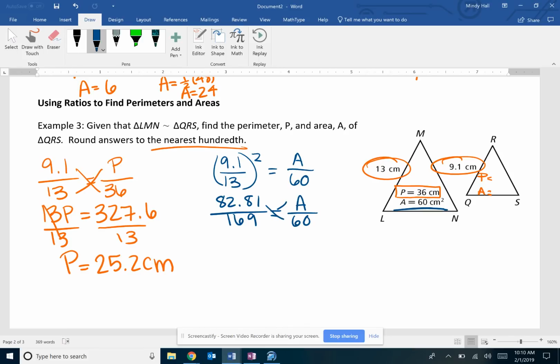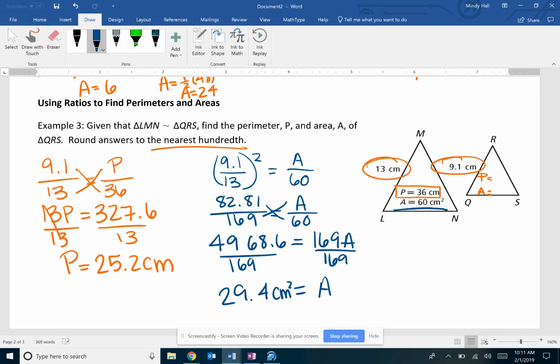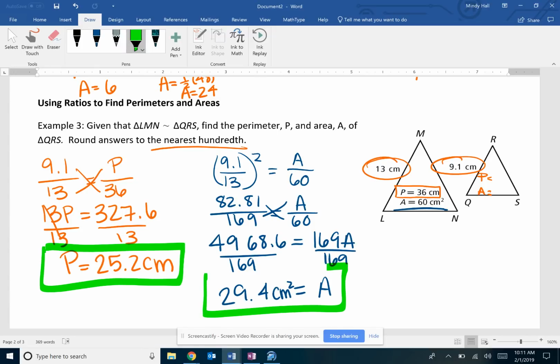So then when we cross multiply, 60 times 82.81 is 4,968.6. And then you have equal to 169A. And then when you divide by 169, we get that the area is 29.4 centimeters squared.